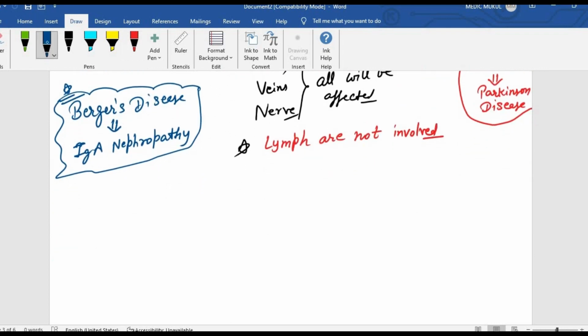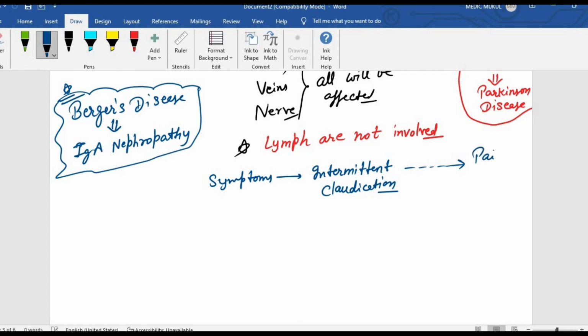Again, if we talk about the symptoms, these patients will have intermittent claudication, and finally it will lead to pain at rest. What is intermittent claudication? Anyone knows what intermittent claudication is? See, if the person is walking, and after walking up to 500 meters, he gets the pain.